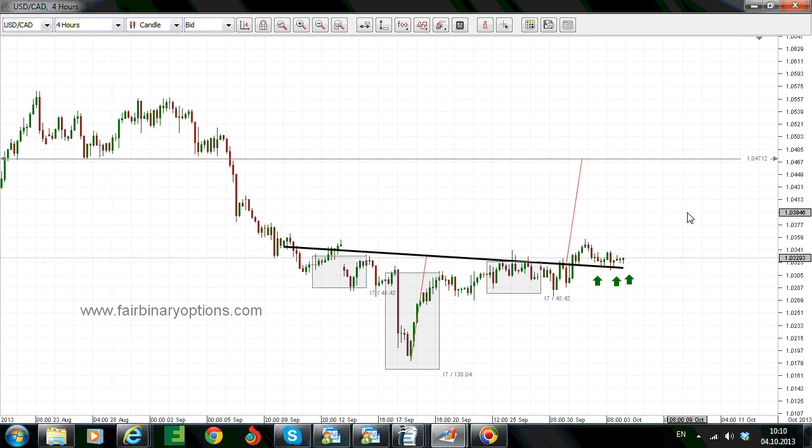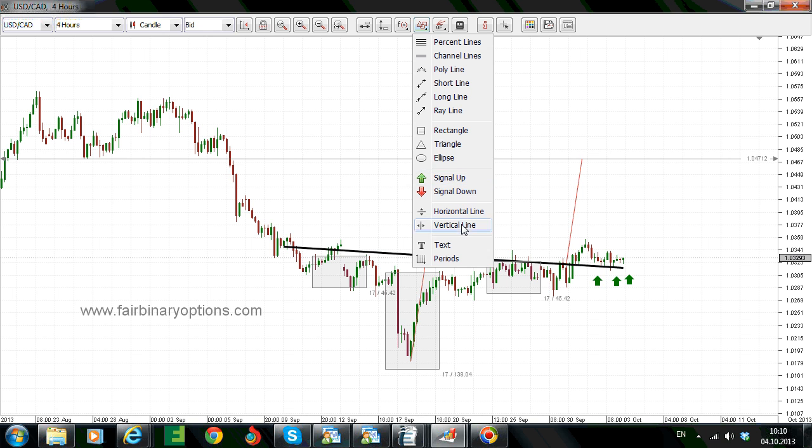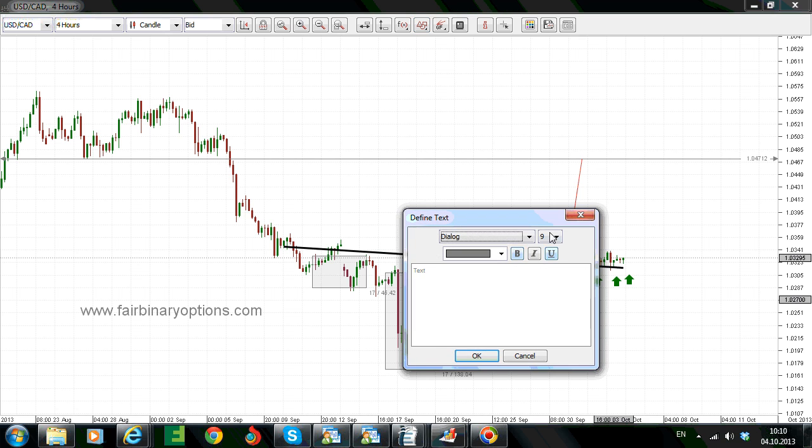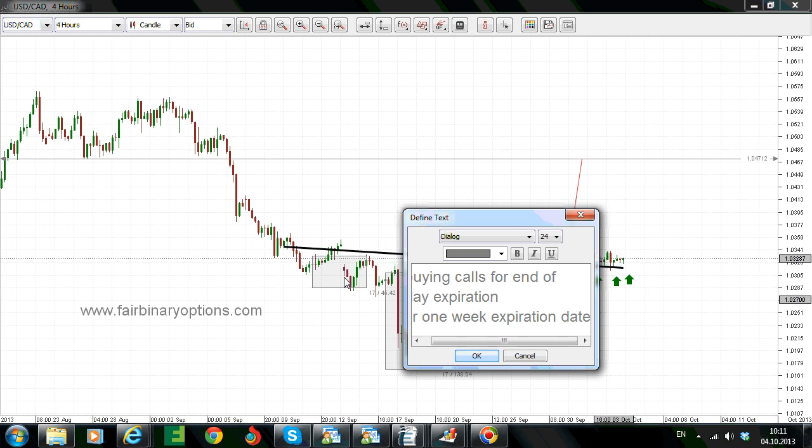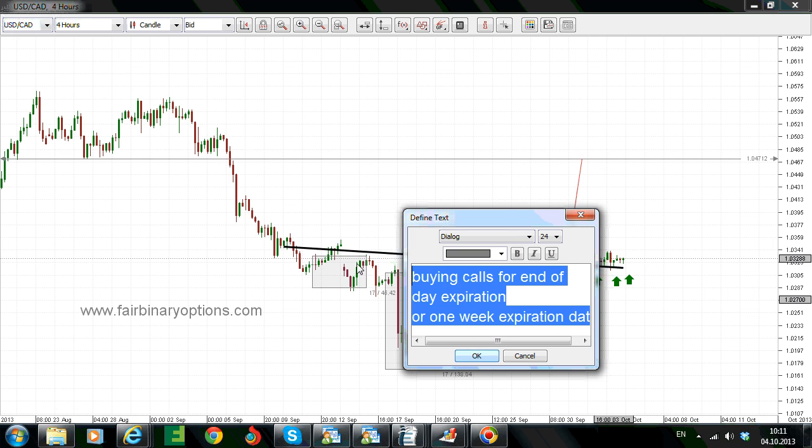Now it remains to be seen what price is going to do, but in terms of trading binary options, whenever you are looking at a possible bullish outcome, then you are engaging in buying calls. So let's just write here that we want to buy calls. So buying calls for end of day expiration or 1 week expiration date. What I would do here, I would try for end of day expiration.